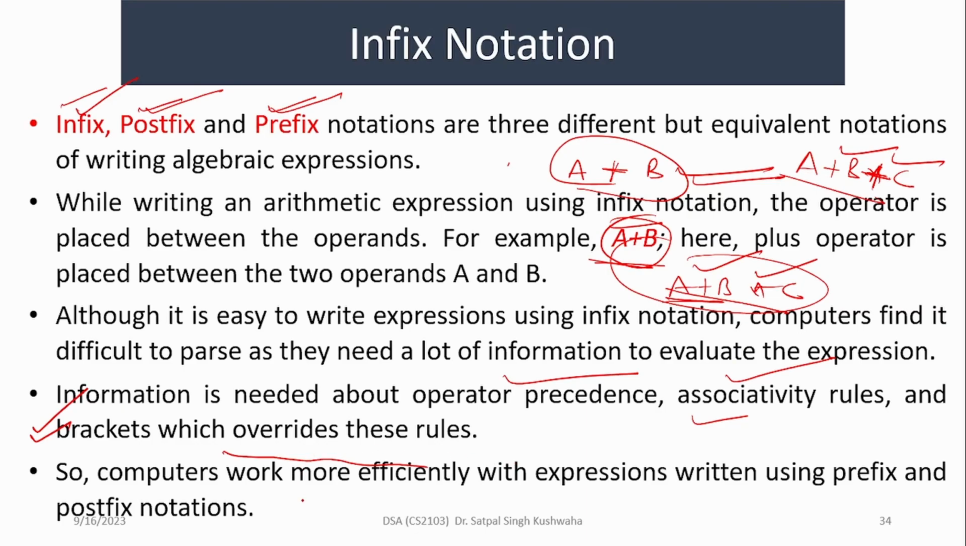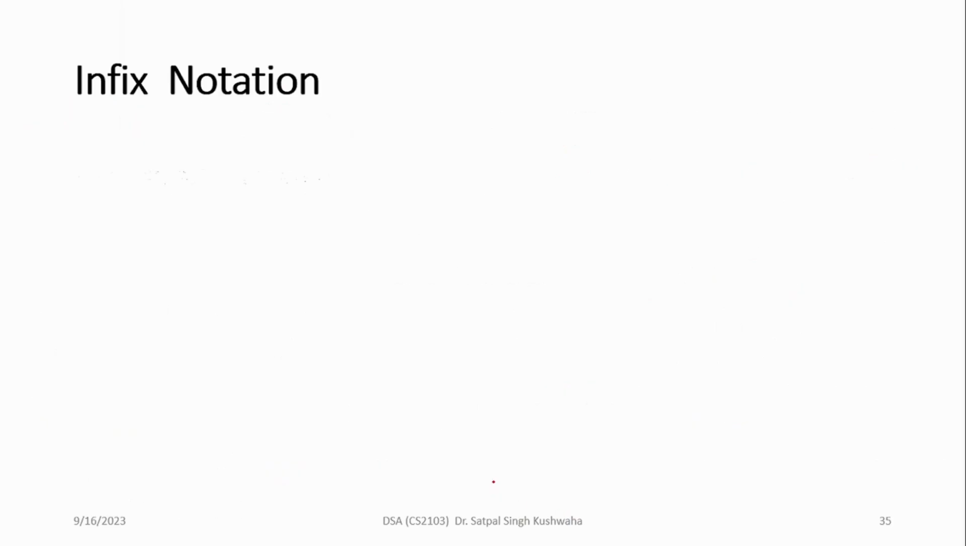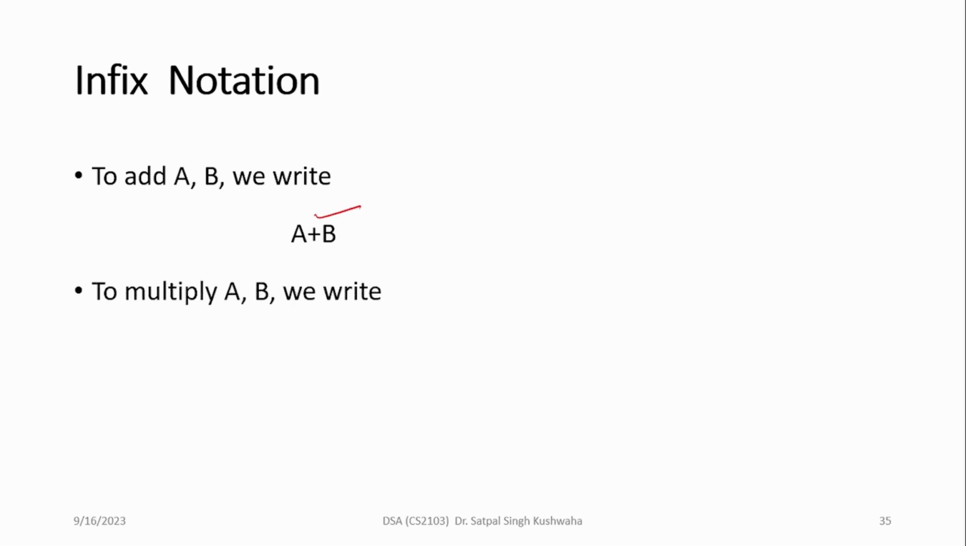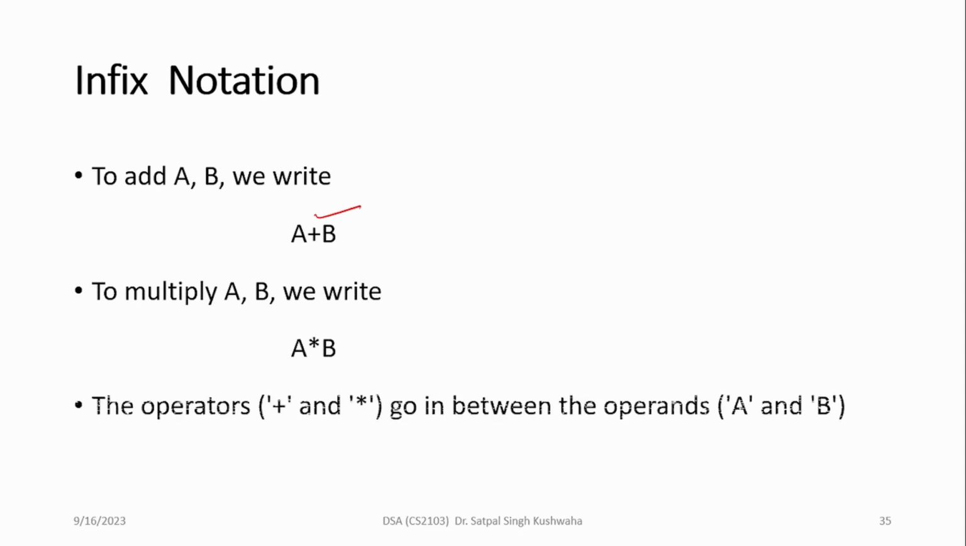So the computer works more efficiently with expressions written in prefix and postfix notation rather than the infix notation. Let's see, if I want to perform the addition operation, I write the operator in between the operands. If I want to multiply the two operands, I write the multiplication operator here like this. So the operators plus and asterisk go in between the operands a and b. This is the infix notation.